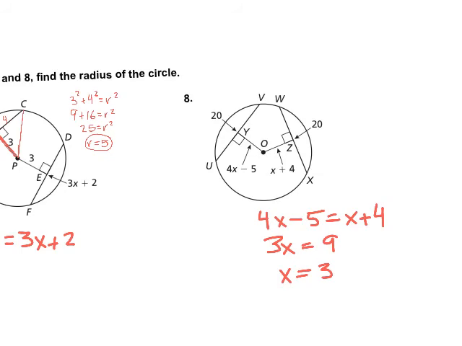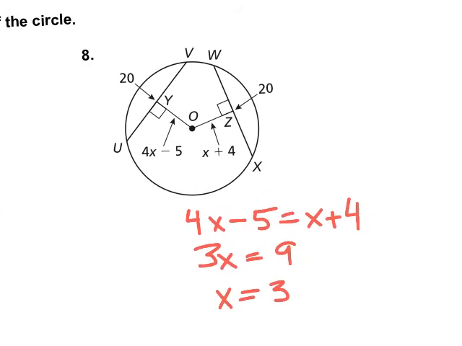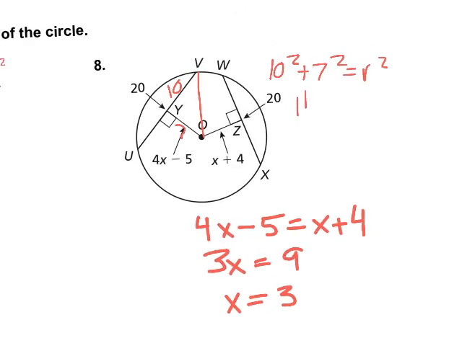Okay, so since I know x is 3, I'm going to draw in my third side, my hypotenuse, if you will. I know that this side, YV, has to be half of that chord, so that's going to be 10, a really ugly 10. There we go. I can plug x in to find the bottom leg, so 4 times 3 is 12. 12 minus 5 is 7, so this bottom leg is 7. And then I have 10 squared plus 7 squared equals r squared. So I have 149 equals r squared. Take the square root of both sides.